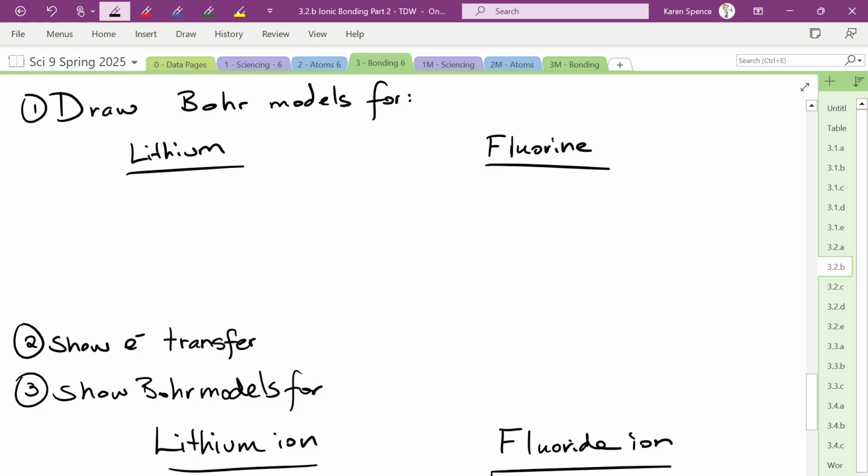So if you're not sure what to do for the last question there, you're going to draw the Bohr models for lithium and fluorine, show the electron transfer, and then show the Bohr models for the lithium ion and the fluoride ion. Okay.